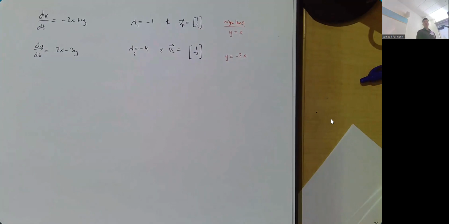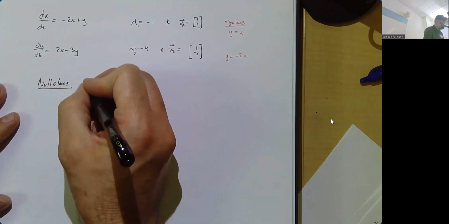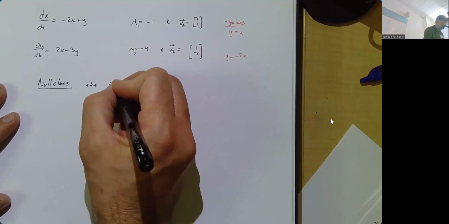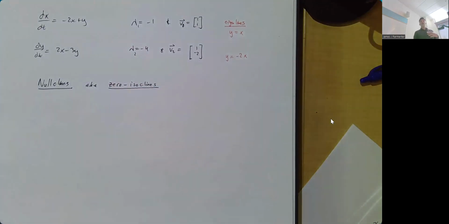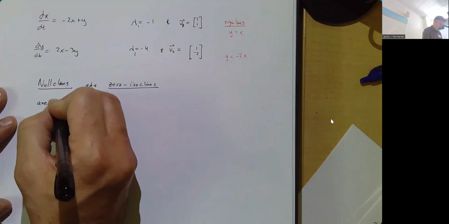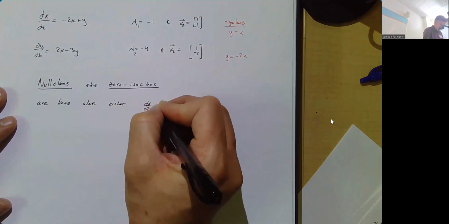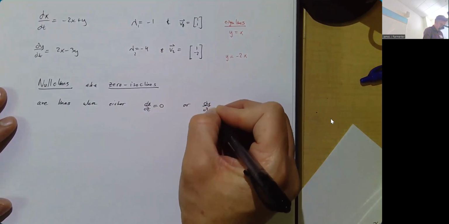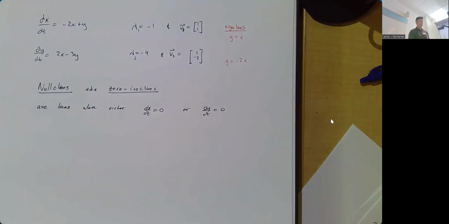But there's also something called the nullclines, also called the zero isoclines, which are the lines where one of your derivatives is always equal to 0. So these are lines where either dx/dt is equal to 0 or dy/dt is equal to 0. And they're actually really easy to find, because we already know that dx/dt here is equal to -2x plus y.